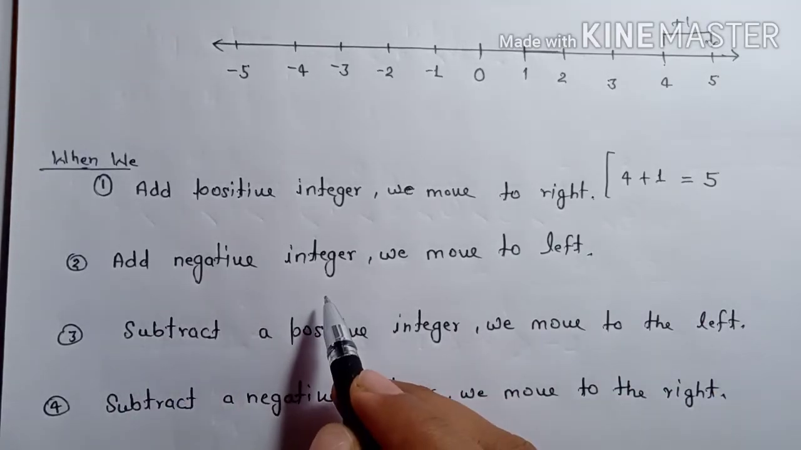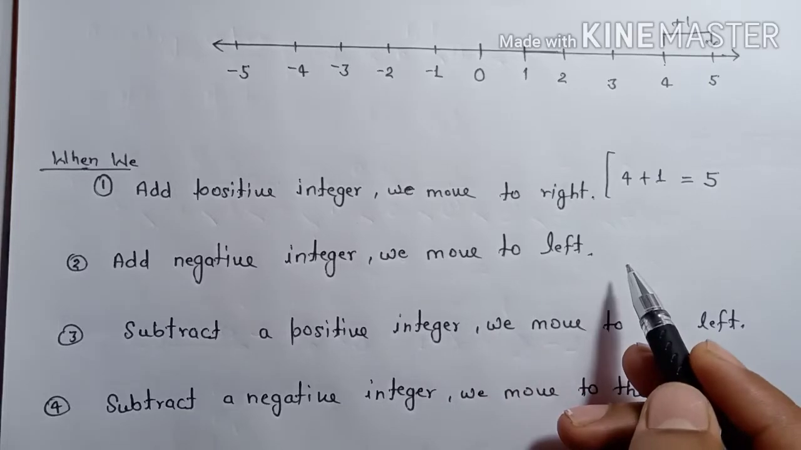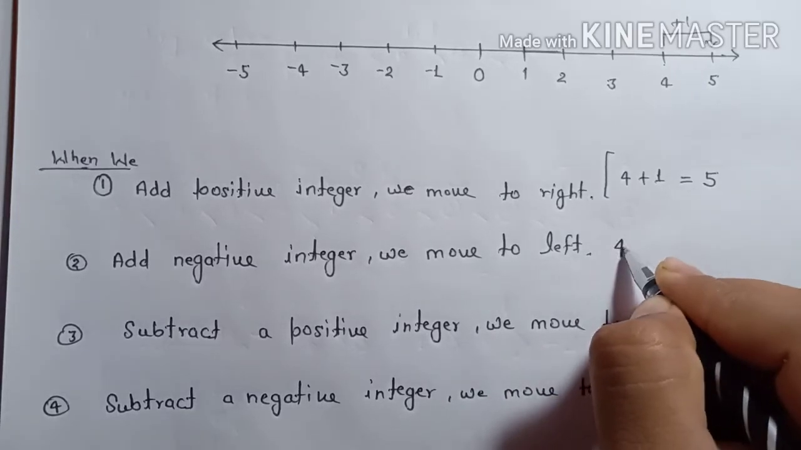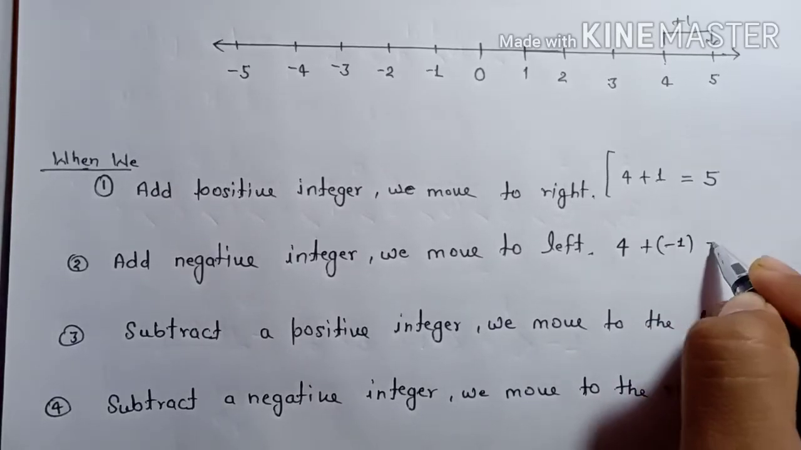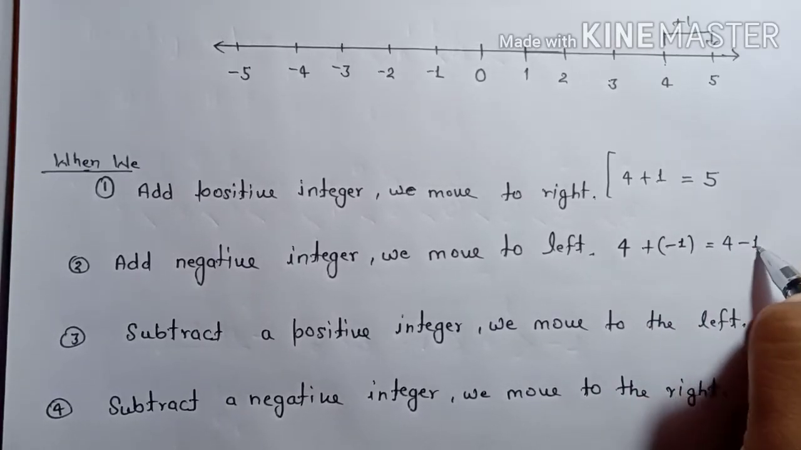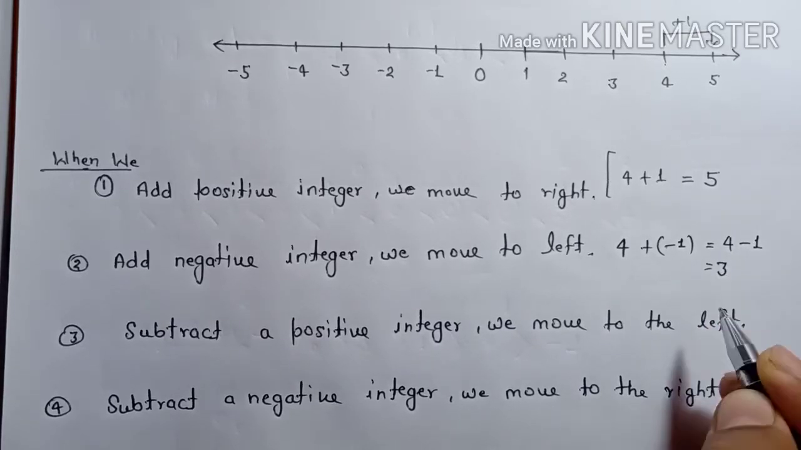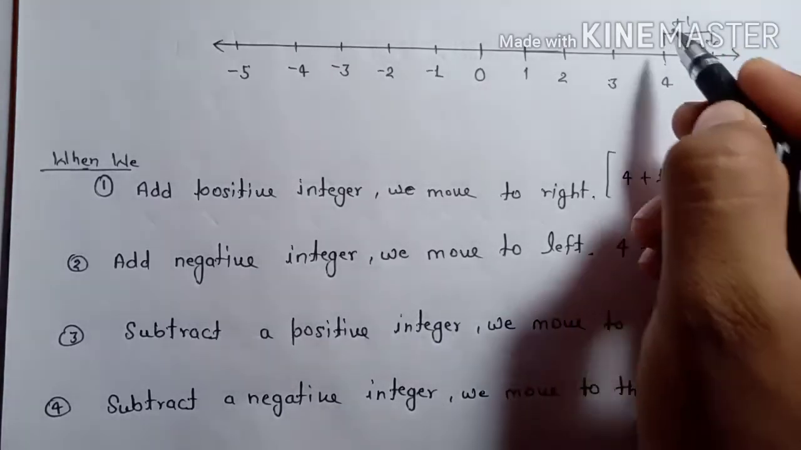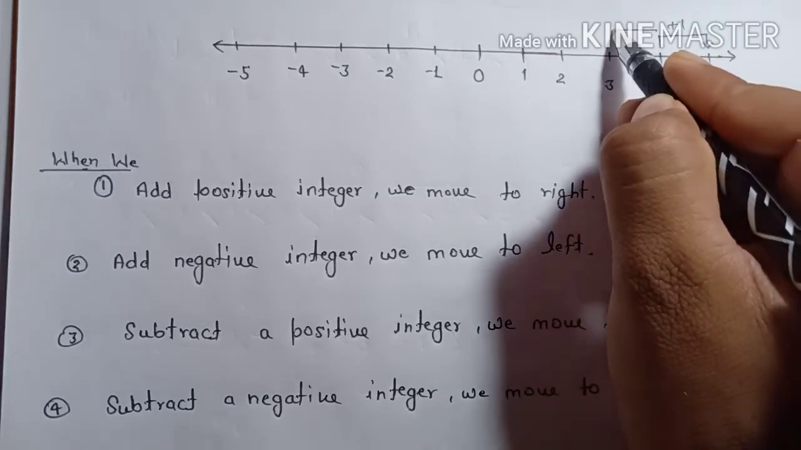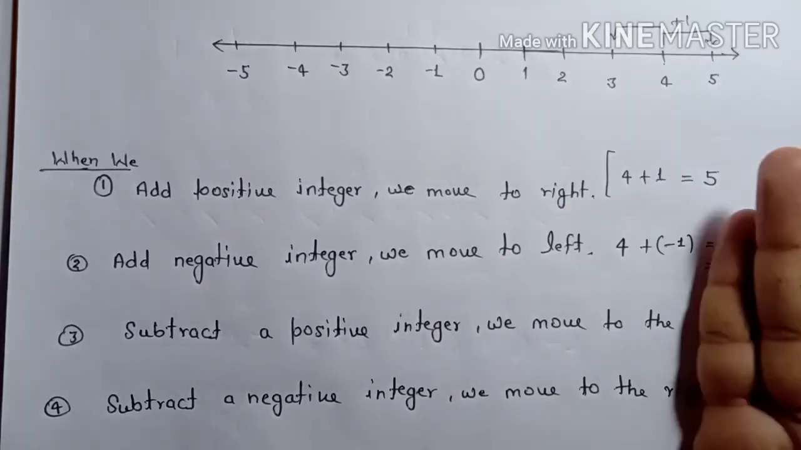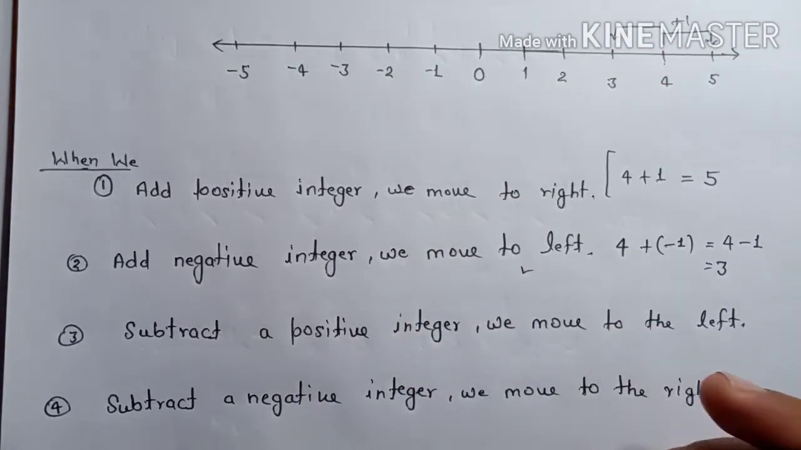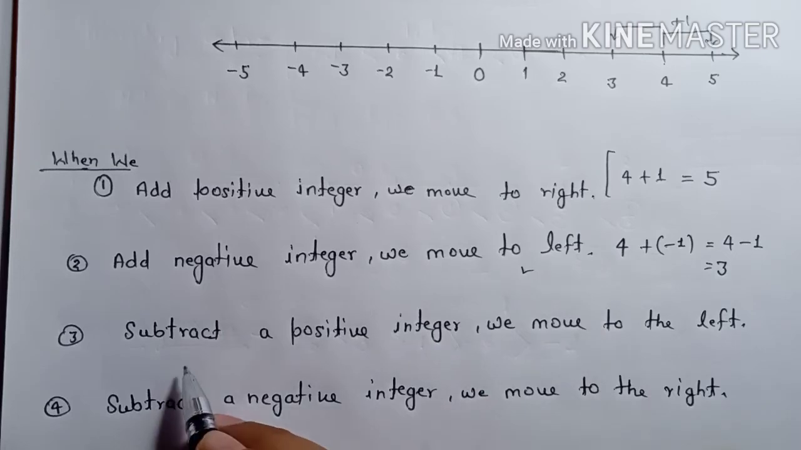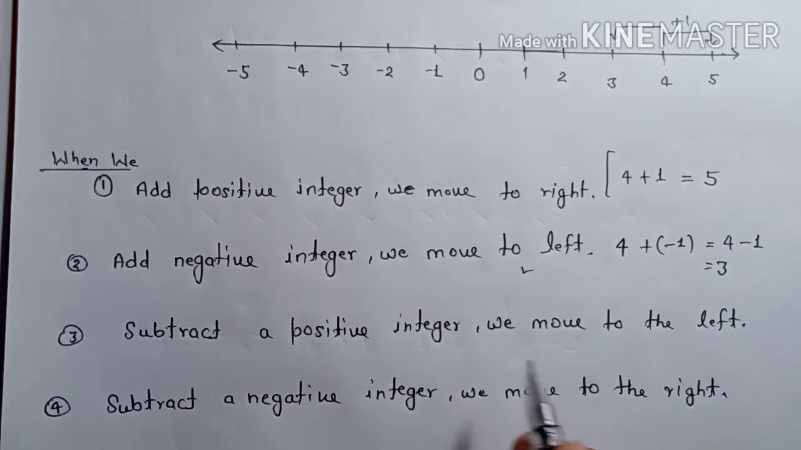Add negative integer, we move to left. If there is a number 4 and if you add a negative integer -1, the result is 4 minus 1 is equal to 3. So when you add -1, you move from 4 to 3. This means you move to left side. Okay, this statement is also correct here. Subtract a positive integer, we move to the left.